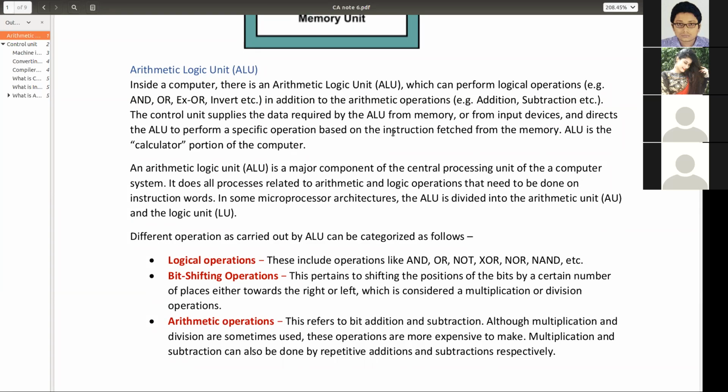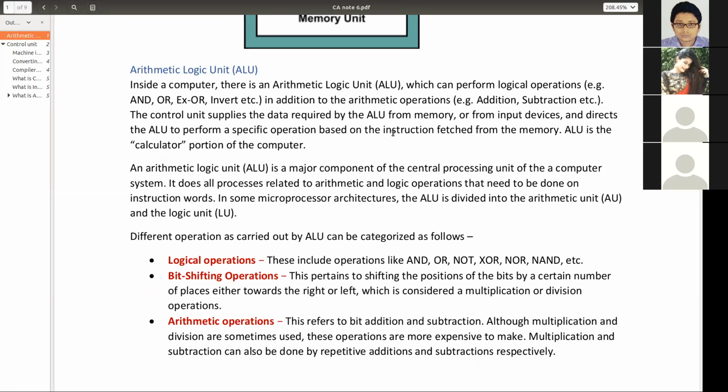These operations have some specific type. Later on, if possible, I will discuss these operations. I have not included them here because these particular things were removed from your syllabus last year. That's why I have not included these operations here, but still I will discuss it if needed in the next class. The logical operations are AND operation, OR operation.